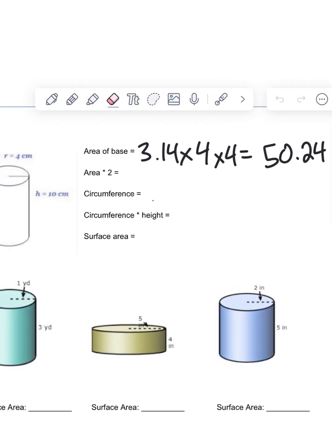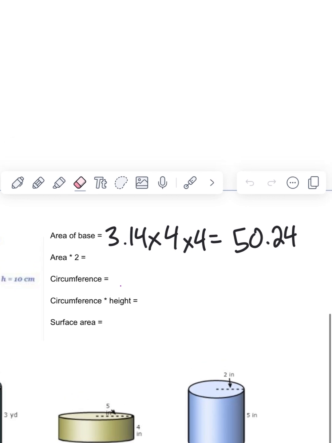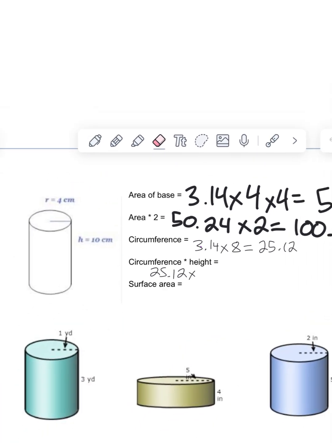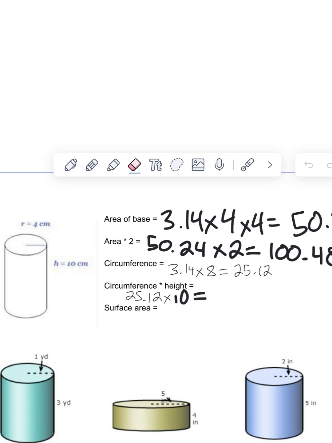We multiply that by 2 because there are 2 circles. So 50.24 times 2 is 100.48. Then we're focusing on that rectangle. The circumference is pi times diameter. If the radius is 4, the diameter is 8. 3.14 times 8 is 25.12. And then we multiply the circumference by the height. The height was 10. So we got 251.2.